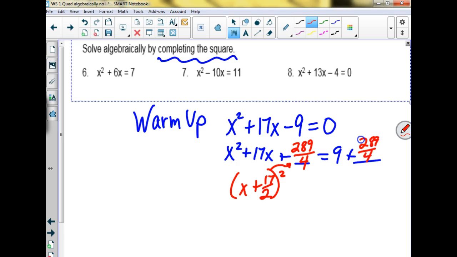Yes. Okay. And then over here we need to add 9. So we'd type 9 plus 289 divided by 4. Math, enter, enter. All right, next step.